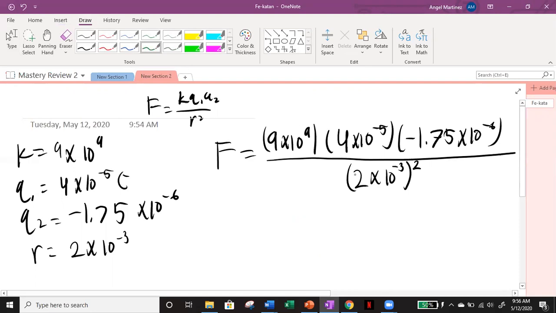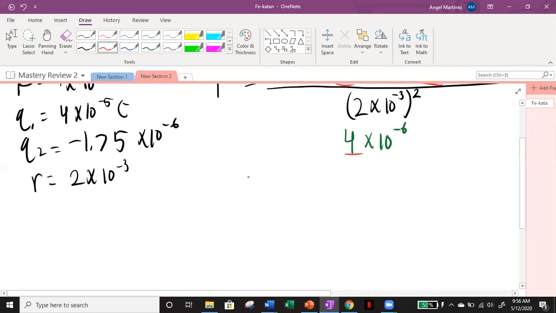So let's do the same thing as last time where we just do the exponents at the bottom. 2 to the power 2 is 4. 10 to the negative 3 to the power 2, that's negative 3 times 2. It's 10 to the negative 6. Now that we have that, we can do our base numbers and exponents math again.